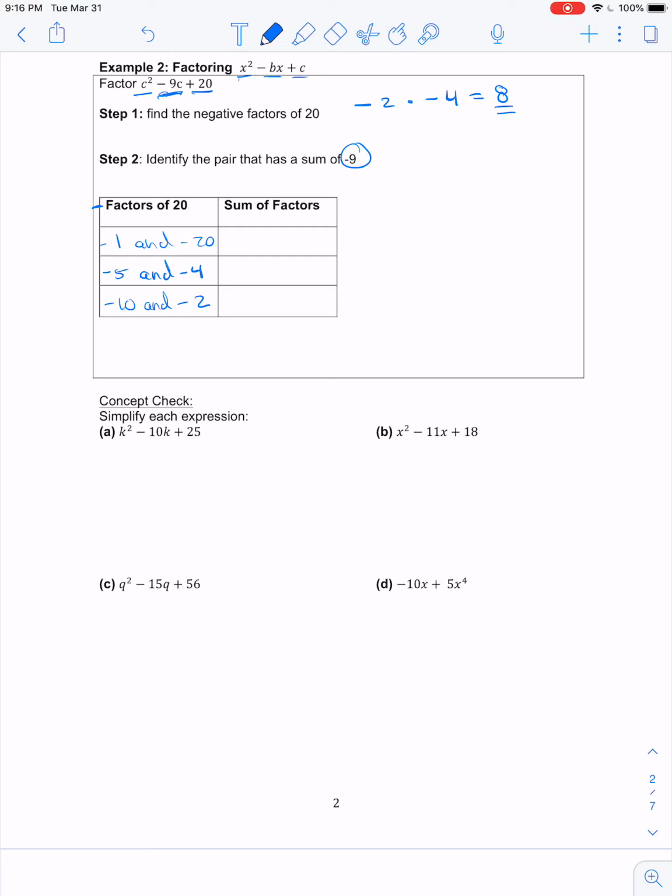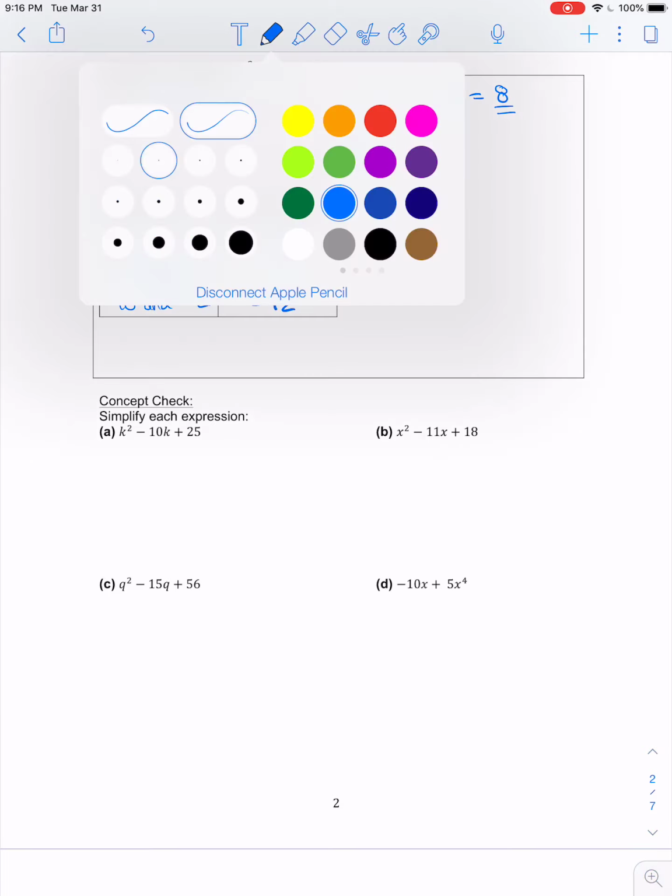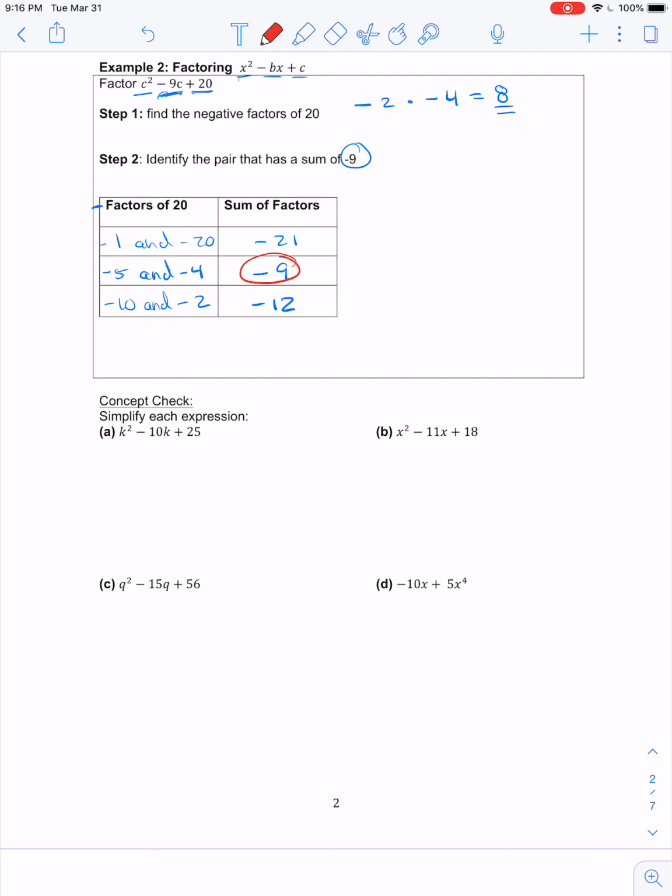That makes sense? Awesome. So negative 1 and negative 20 are equal to negative 21. Negative 5 and negative 4 are equal to negative 9. Negative 10 and negative 2 are equal to negative 12. I think we've found our winner, right? Negative 9 is going to be our winner. So what does that leave us with?